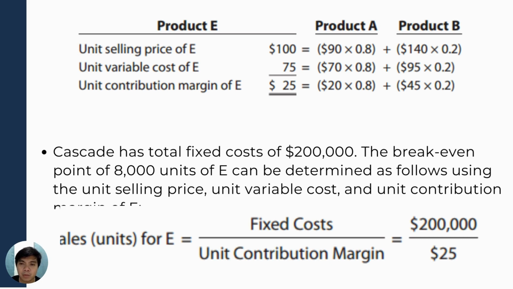To compute the break-even point, for example, Cascade has total fixed cost of $200,000. That can be determined as follows using the unit selling price, unit variable cost, and unit contribution margin of E. Fixed cost is $200,000 and unit contribution margin is $25. We just divide the $200,000 by 25. That would result in 8,000 units. That would be the break-even point.